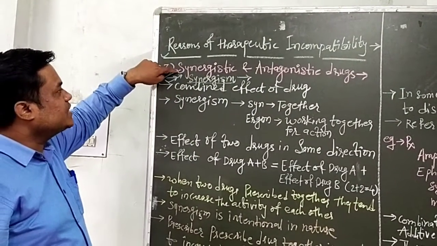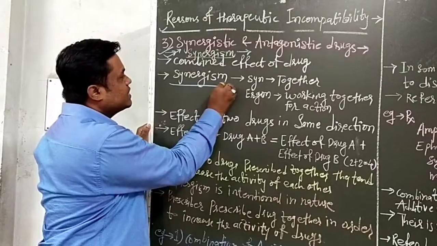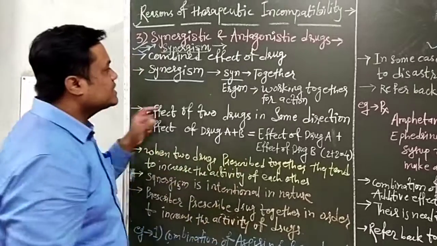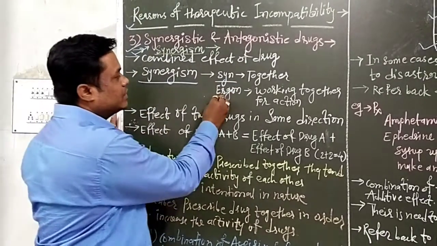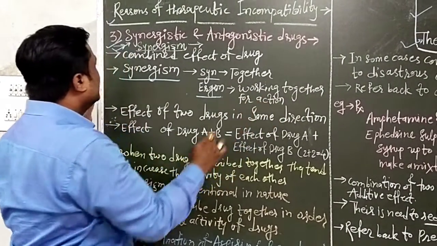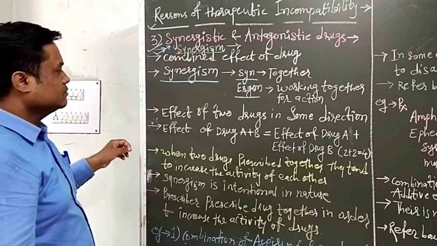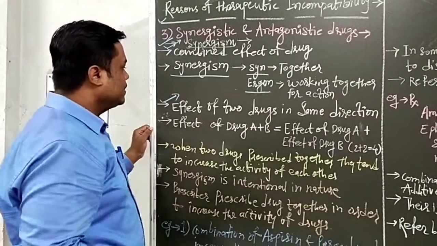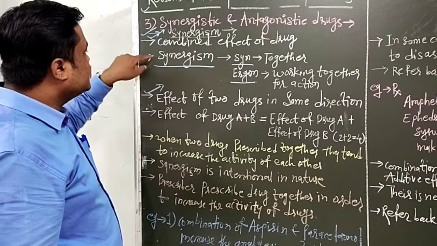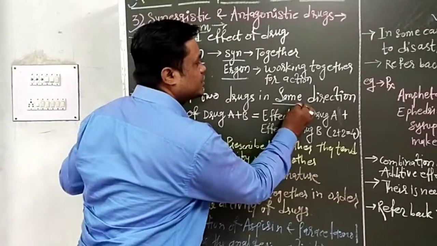This theory of synergistic and antagonistic drugs is based on the combination effect of the drug. What do you mean by synergism? It is syn, S-Y-N, which means together, and ergon, E-R-G-O-N, which means working together for action. Therefore, the combination effect of drugs is required. In synergism, the effects of two drugs are in the same direction.